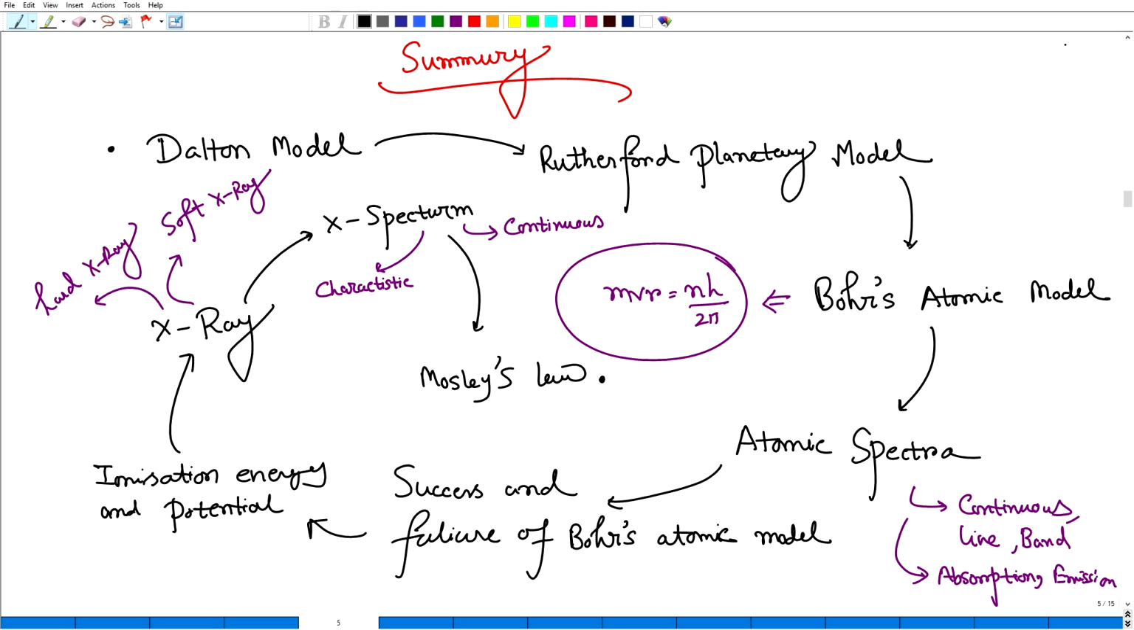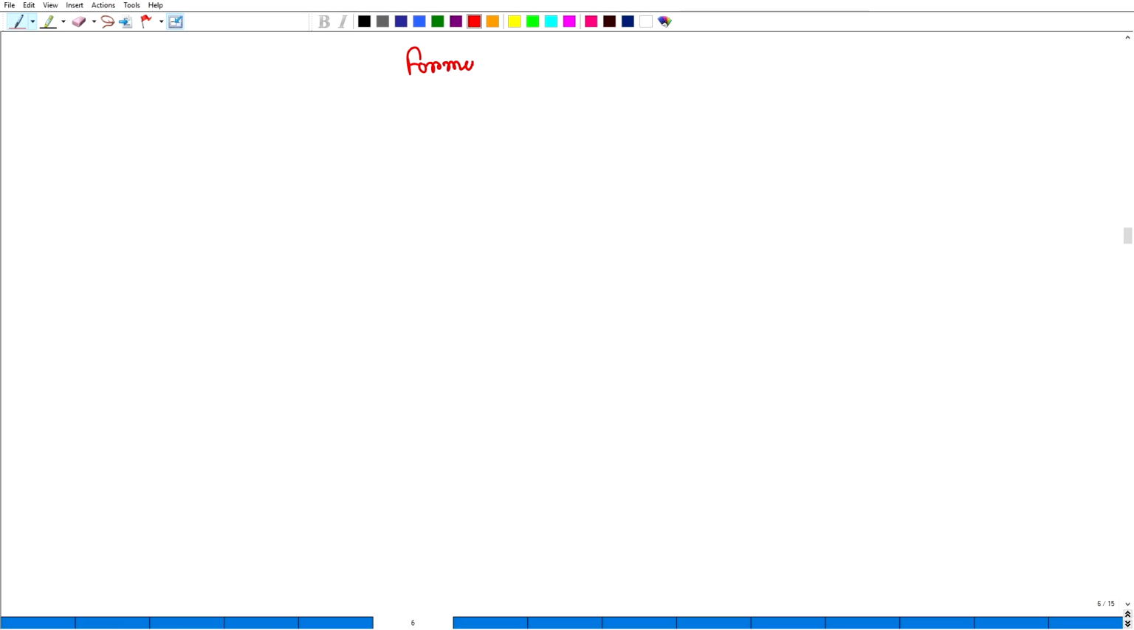But from the next class we will discuss the numerical problems, and while discussing the numerical problems we will also revise our theoretical background, because that is also important. But before that we have to remind the formulas. Formulas are important, so we will remind them today, and then from the next day we will discuss the numerical problems.